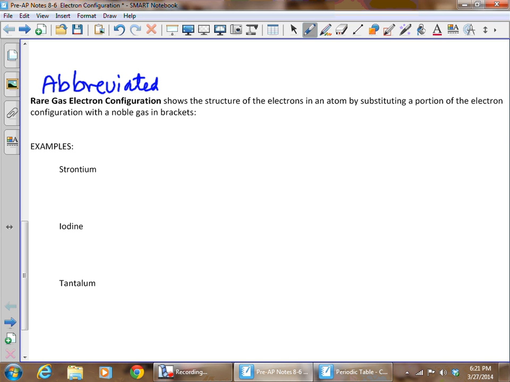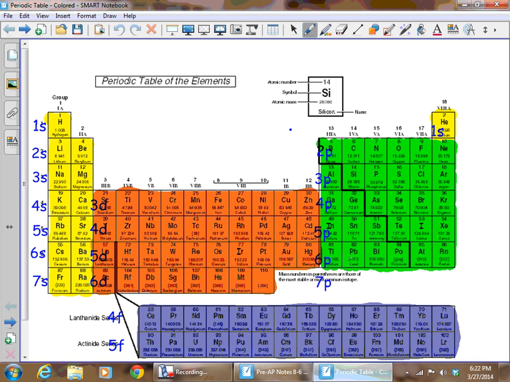Rather than rare gas configuration. It's known both ways. But what this does is it shows the structure of the electrons using the noble gases in brackets to represent a portion of that electron configuration. For instance, if we go to the periodic table and look for strontium, strontium is here in the periodic table. And strontium, as you can see, is in the 5s sublevel. That means its last electron, its last electron cloud is in the 5s sublevel.